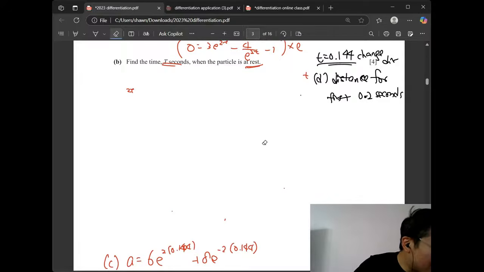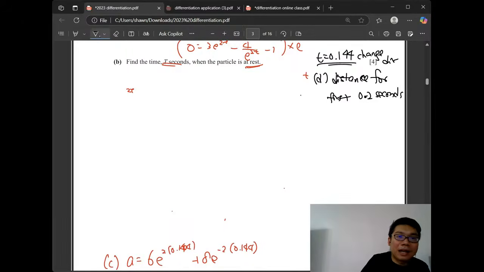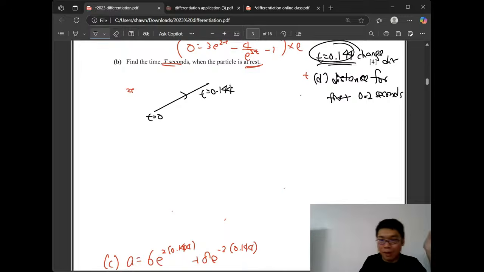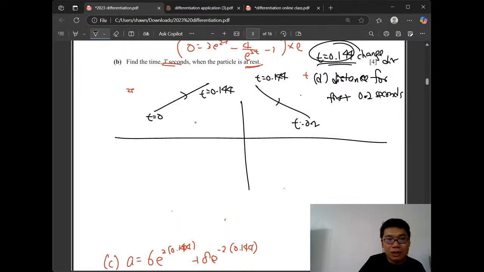Okay, let's see. If they ask about distance, and you know they change direction at this time, then from the first 0.2 second it actually covers two directions. From t equals 0 to t equals 0.144 is one direction, and from t equals 0.144 to t equals 0.2 is another direction. So we need to count the distance separately.